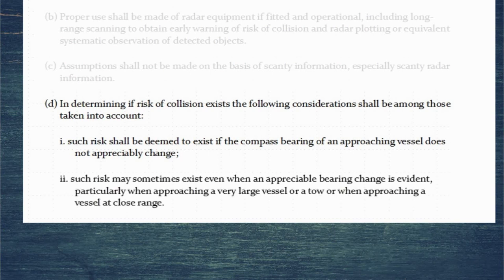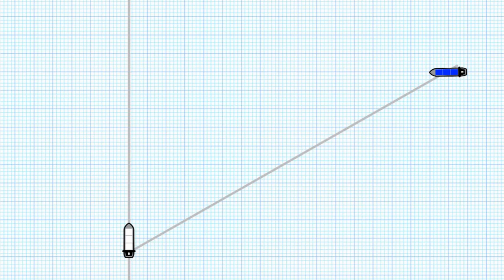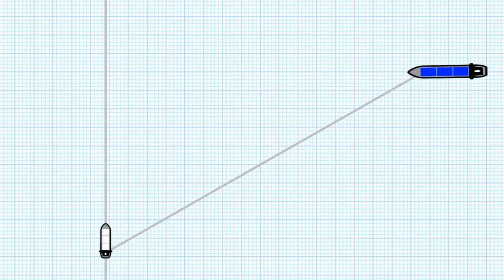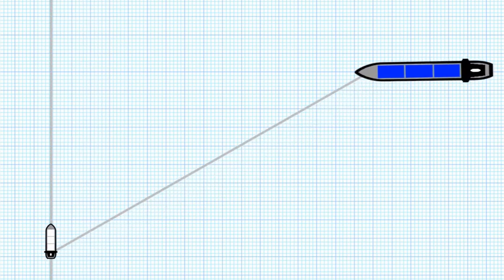Paragraph 2 says that such risk may sometimes exist even when an appreciable bearing change is evident, particularly when approaching a very large vessel or a tow, or when approaching a vessel at close range. What does this look like? Well, if we take the same situation, but let's say we're approaching a significantly larger vessel. Now to take a bearing of it, we need to pick a part of that vessel that we're taking a bearing of. It's too large to just take a bearing of the whole vessel. So in this case, our bearing is going to be of the bow.